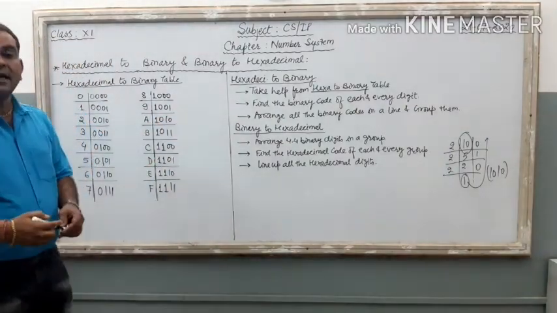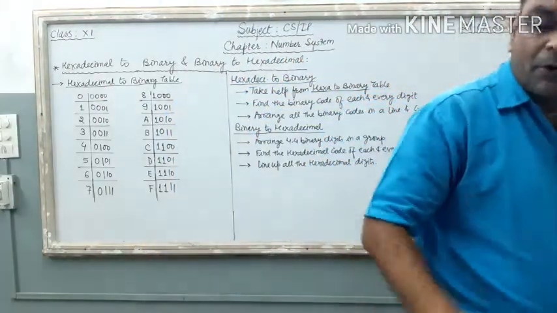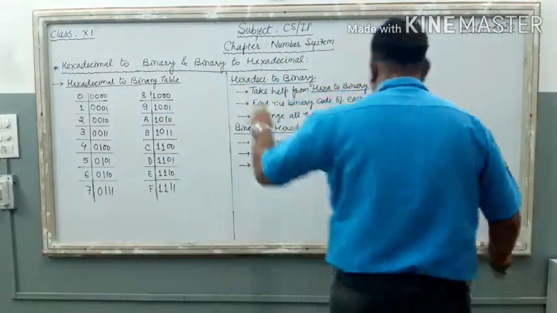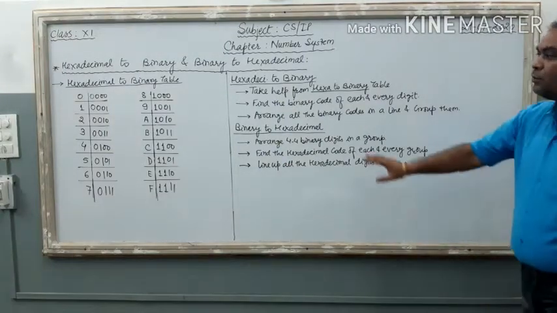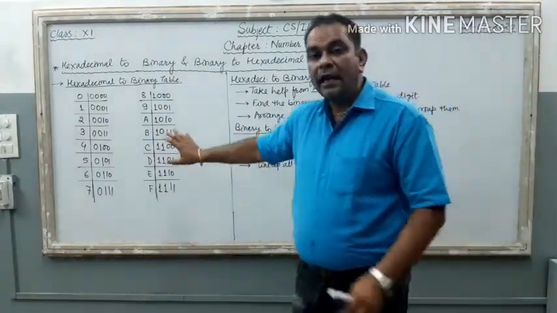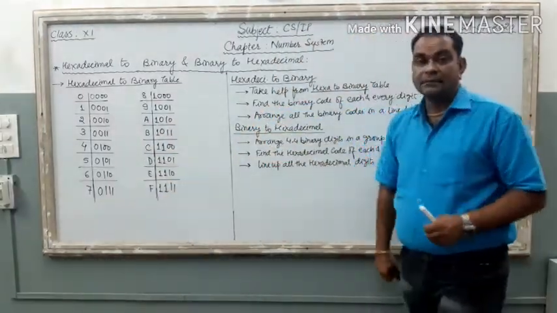By this you can understand the concept of how we can produce the binary code. So this is the hexadecimal to binary table. You have to write this table in your notebook also, so that you can find the answer easily.